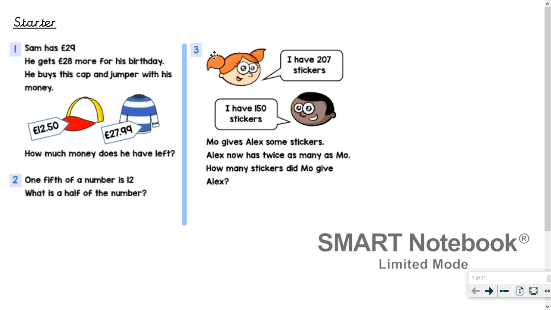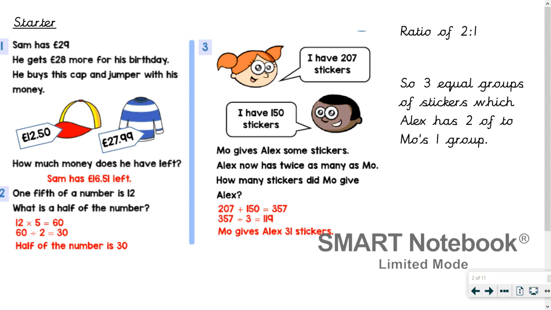Hello, so we should be back, and we'll go through our answers now. So the first one, Sam has £29, he gets £28 more for his birthday. He buys this cap and jumper with his money. How much money does he have left? Right, start from the beginning. Sam has £29, that's what he's got. He gets 28 more pounds. Altogether, let's add it. 29 add 28, get it added together.